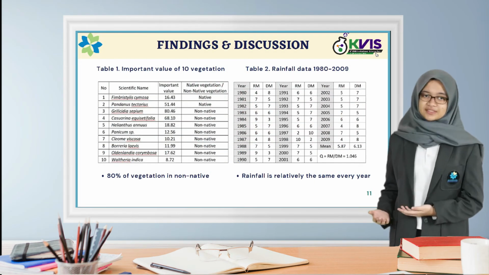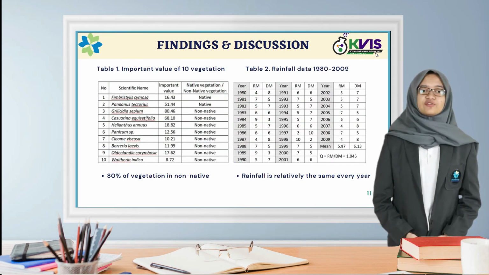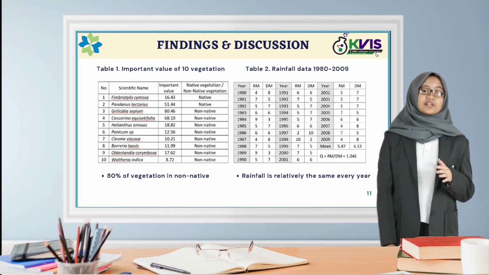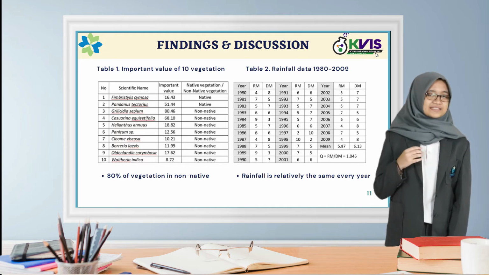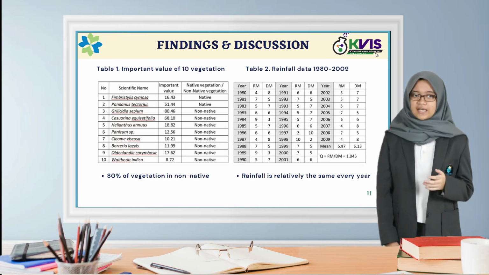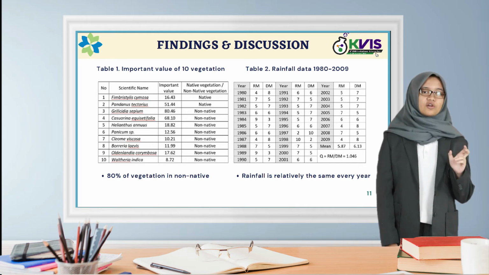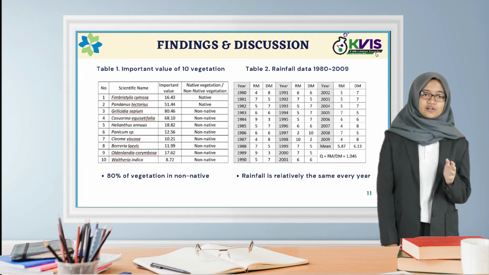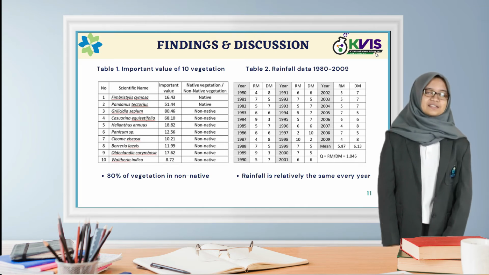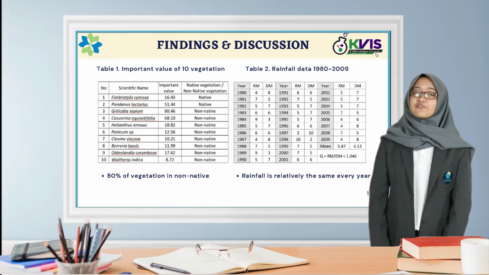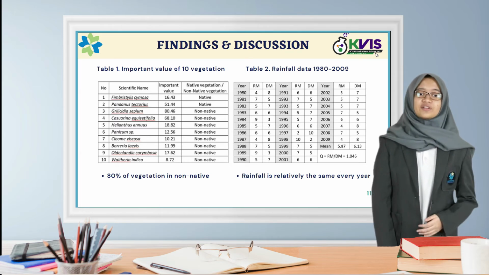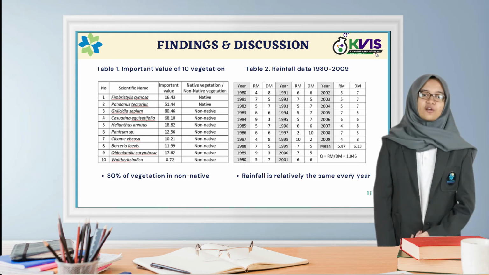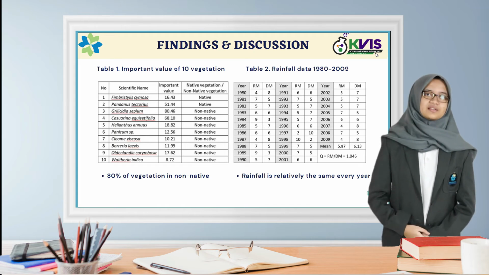Next, we have 2 tables. Table 1 shows the importance value of 10 vegetation species. The importance value shows that the existence of the species has a vital role in the sand dunes' deformation. It shows that 80% of the vegetation on Parangtritis sand dunes that plays a bigger role is non-native vegetation. Table 2 shows the rainfall data from 1980 to 2009. It shows that rainfall is relatively the same every year in both the rainy months and the dry months.